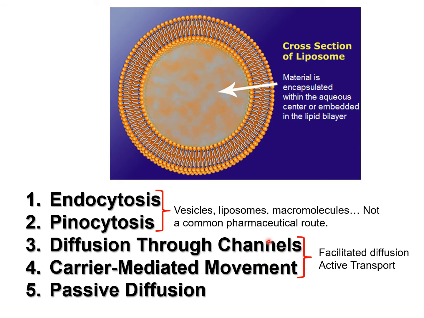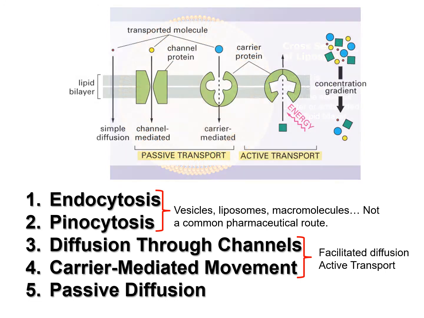Channels and carrier mediated transport is more common. So we have a molecule that is small enough and charged properly to get through a channel. Maybe we have a protein carrier. Again, that would require a little bit of molecular mimicry, if you will. But these things fall under facilitated diffusion if it's just a passive process. There are examples of active transport where you're using ATP to do some of this.